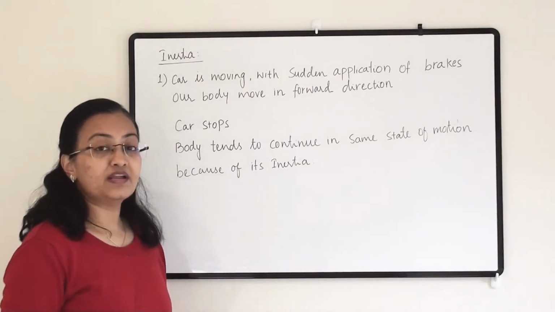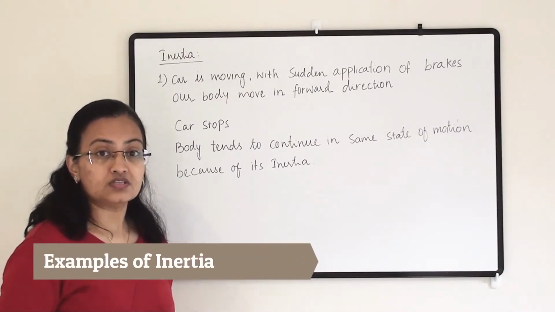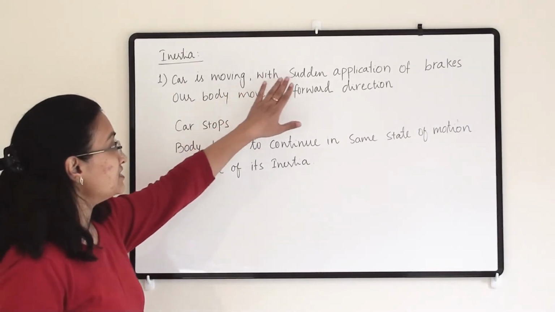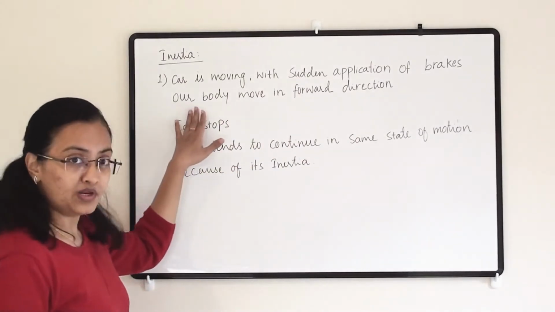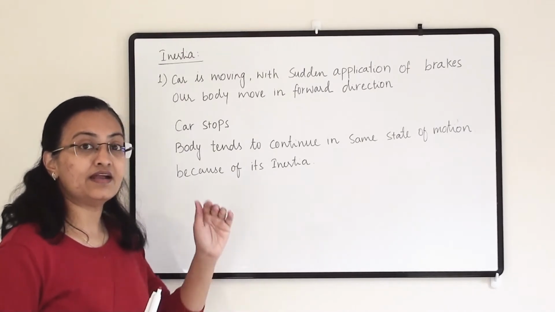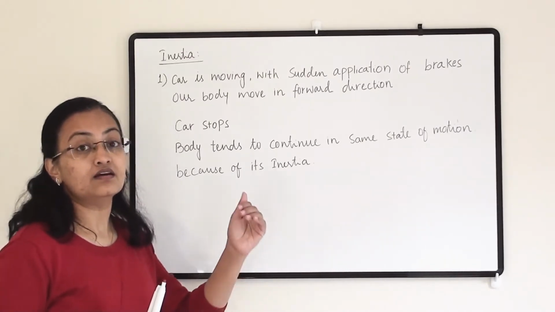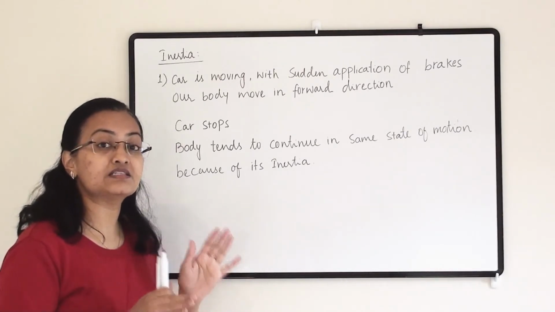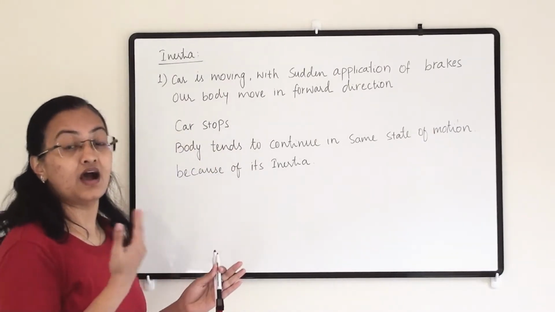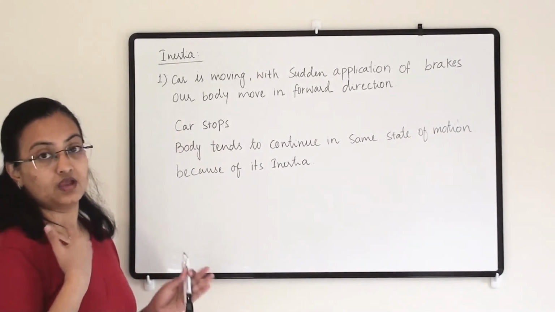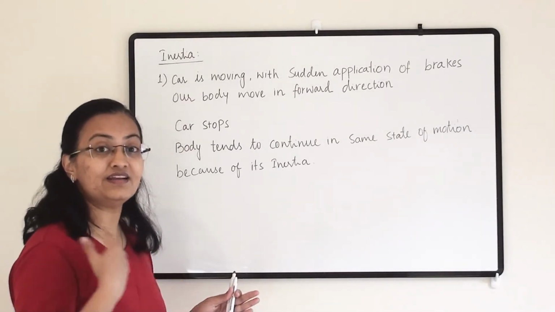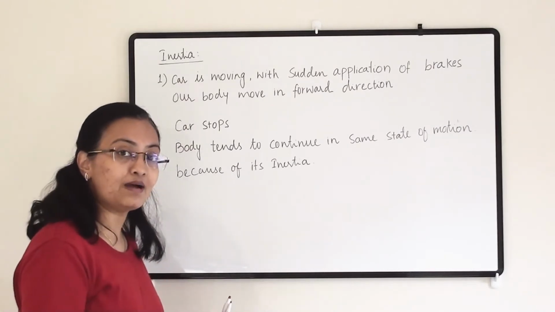Now let us understand one example which will show us what is the body's inertia. A car is moving and after the sudden application of brakes, what will happen? We are sitting in the car, which is moving with a certain velocity, and at some point the driver applies a sudden brake. What will happen? We will go forward and by ourselves we come back. But going forward is not our wish, or we are not doing that. It automatically happens. Why does it happen automatically?